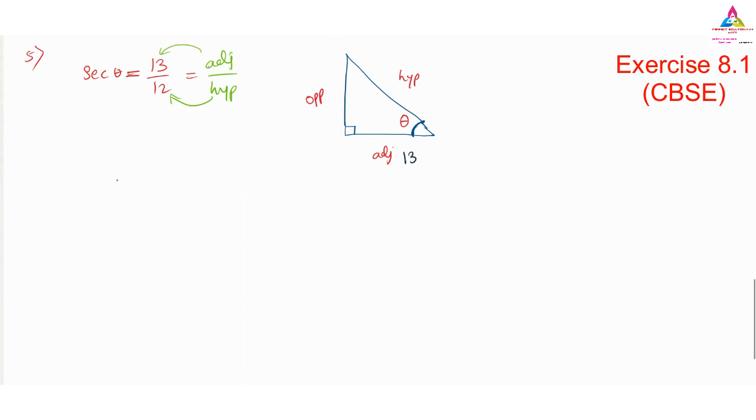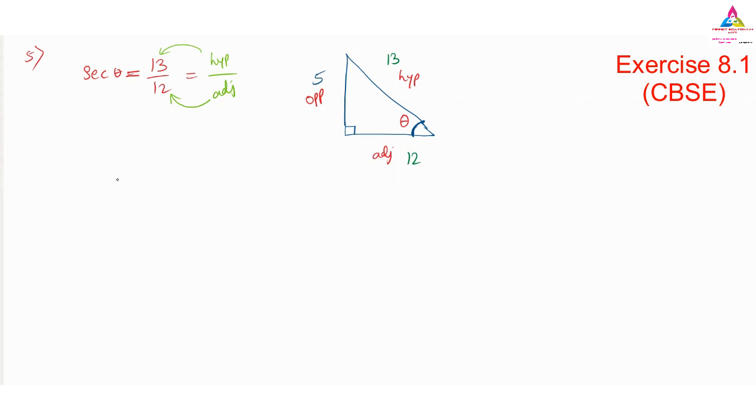Okay, I have taken the reverse way. Secant is hypotenuse by adjacent. Yes or no? Yes. Hypotenuse is 13, because I went for the cos theta, but it is secant theta, so hypotenuse by adjacent. So the adjacent side will become 12. The opposite side we have to find. Obviously, it is a Pythagorean triplet: 12, 13, 5. Yes, it will be 5.